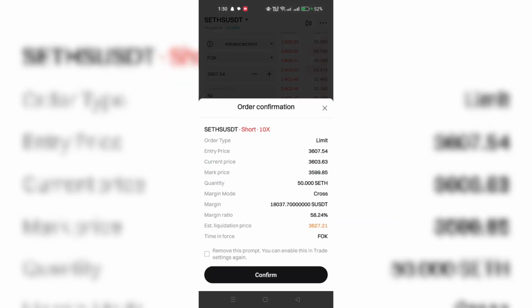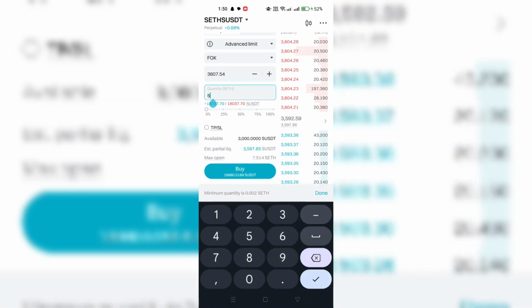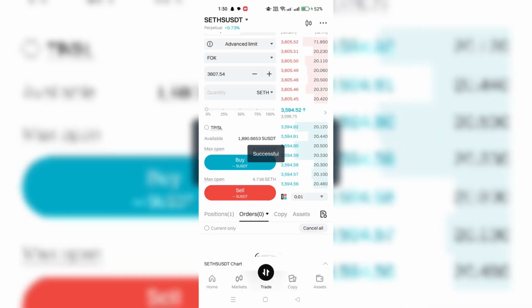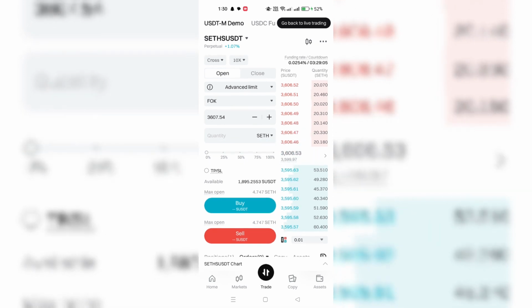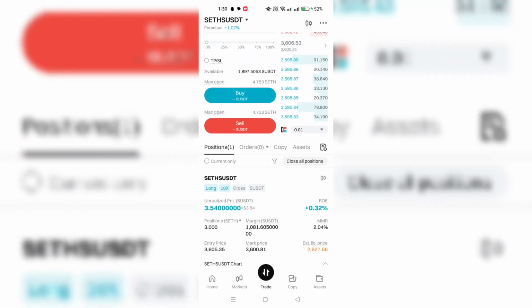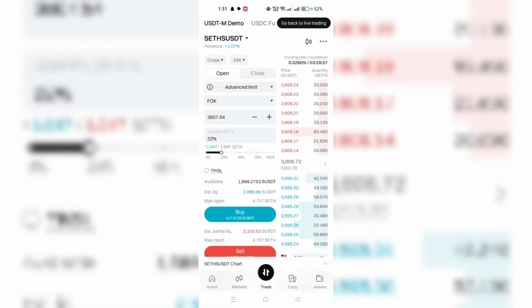Select the margin mode, isolated or cross, and adjust the leverage from 1 to 125. And choose the order type, and optionally set stop loss, take profit ratio. Complete your order by clicking buy long or sell short. Monitor your position, and when you're done, close your position by clicking the close button next to the open position.